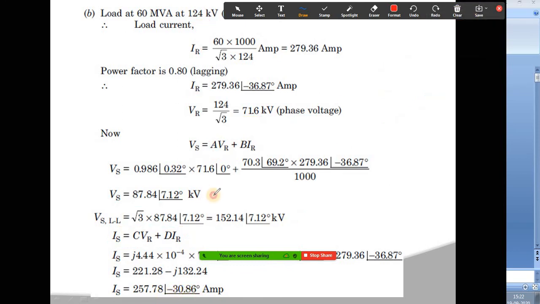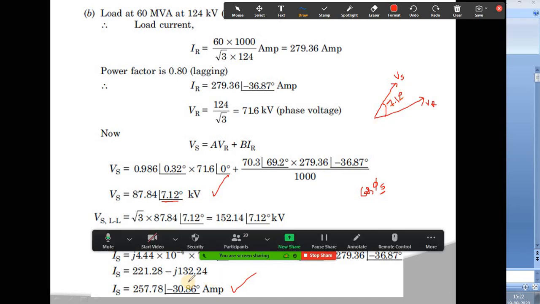Okay, so now after getting the VS and IS, you can calculate the sending end power factor also. So sending end power factor is cos phi s. First you have to determine the phi s, which is the angle between VS and IS, right? So you have to draw a simple vector diagram. Here in vector diagram, VR is reference, and your VS, if you see 7.12 degrees, which is a plus sign, so it will be leading the reference by an angle of 7.12 degrees.